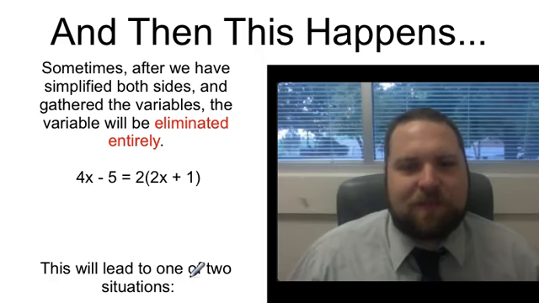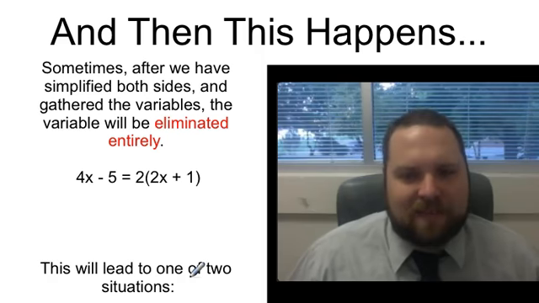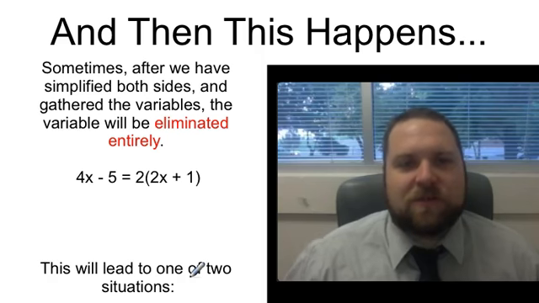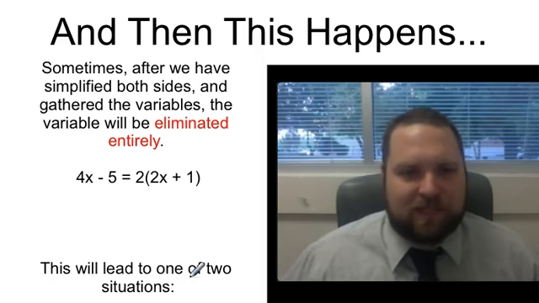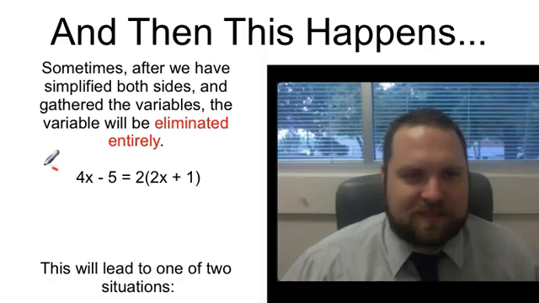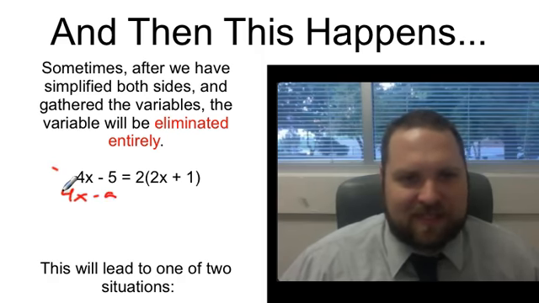Sometimes we're going to simplify both sides, gather the variable, and our variable is going to disappear on us completely. So here is the situation so that you can see it. The 4x minus 5 just stays the same. There's nothing crazy going on there. I distribute the 2. 2 times 2x is 4x. And then I add 2 times 1, which is 2.